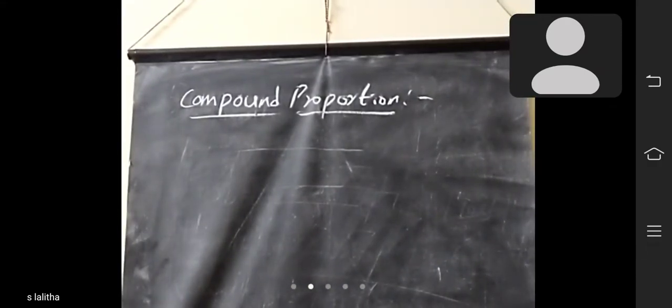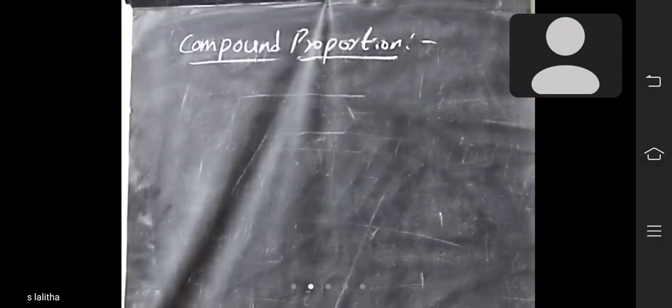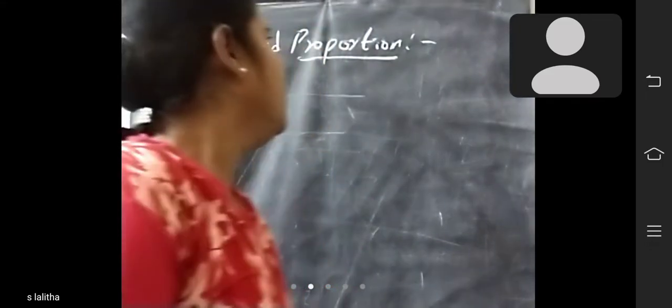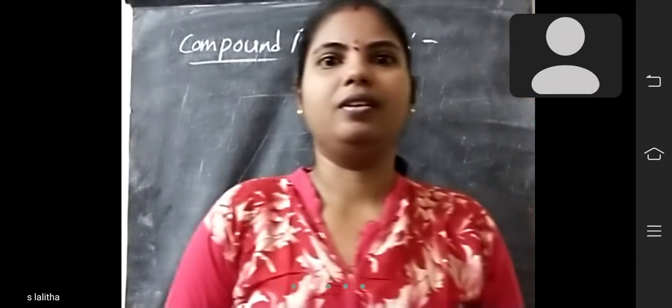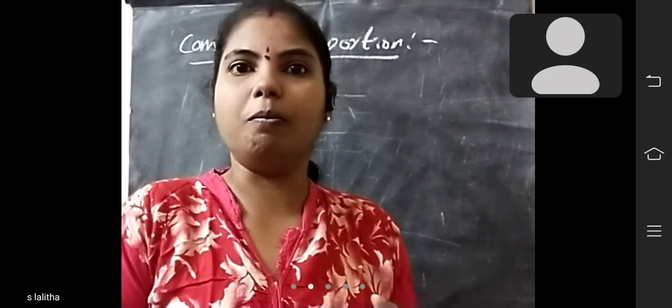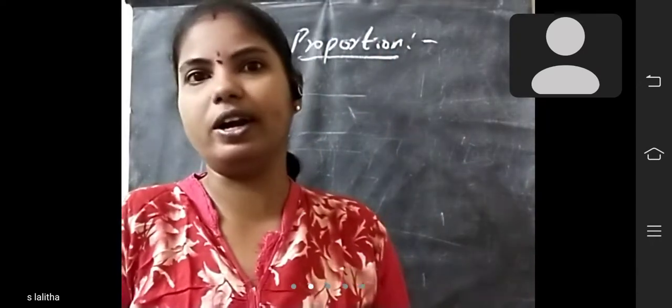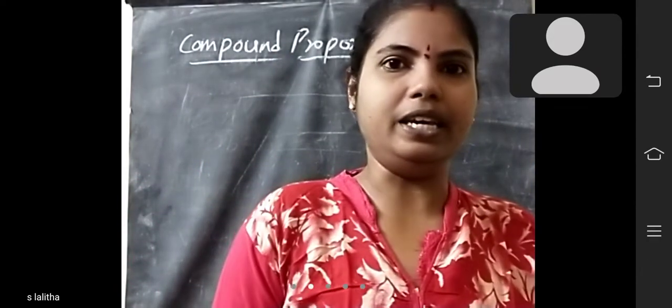But in compound proportion, it is three quantities. In compound proportion, we are having three quantities. So, what is called compound proportion now? One quantity depends upon the other two quantities is called compound proportion.